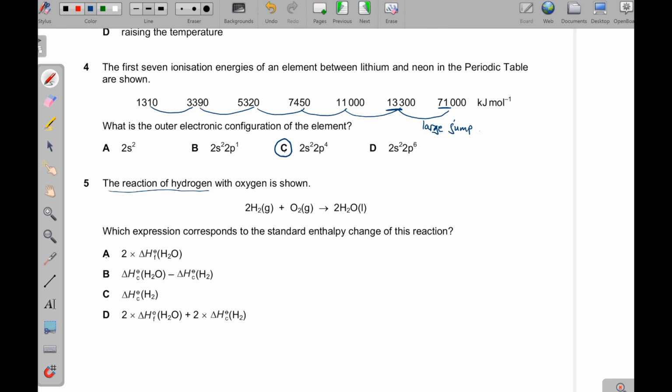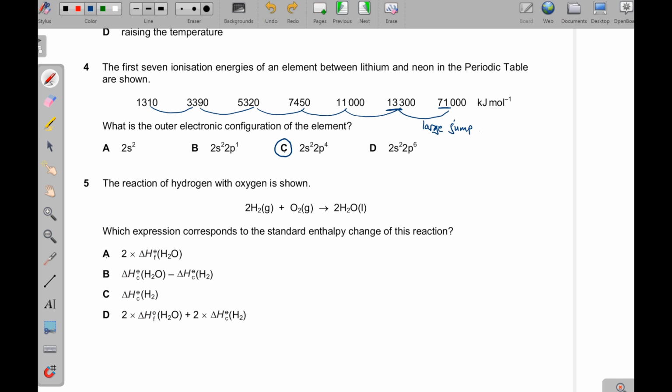Question 5. The reaction of hydrogen with oxygen is shown. This is the one here. And they are saying which expression corresponds to the standard enthalpy change of this reaction. When you look at hydrogen here, it is an element in its standard state. Even oxygen, an element in its standard state. They appear as diatomic what? Molecules. And then here we are getting water as a liquid.